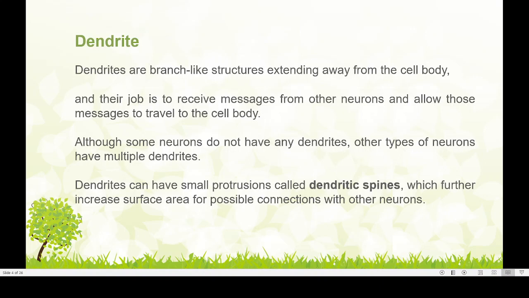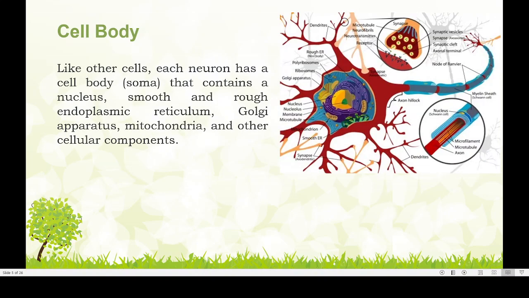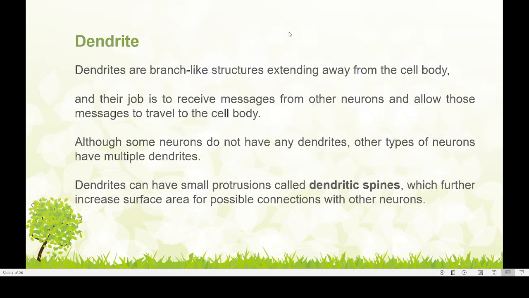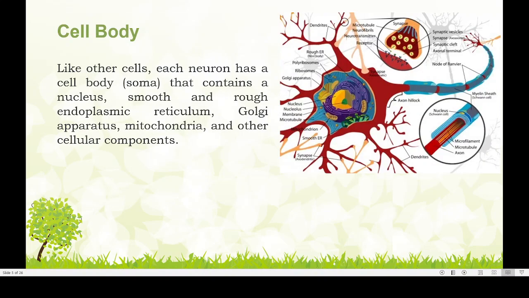Now dendrites have small protrusions called dendritic spines, which further increase the surface area for possible connection with the others. See, the end of this dendron will have certain spine-like projections, which are called dendritic spines, and their purpose is also to receive the message in a better way by increasing the surface area of the dendritic area. So these are the functions of the dendrite.